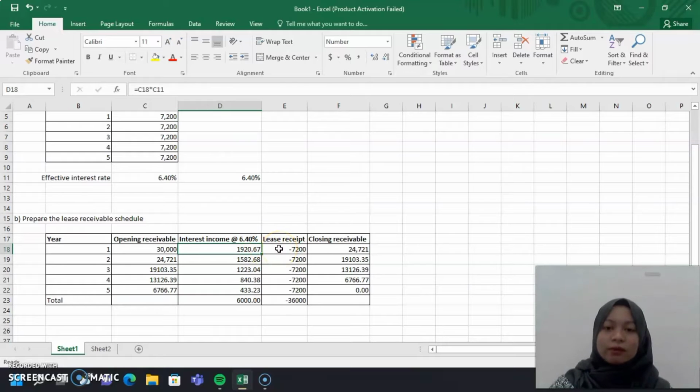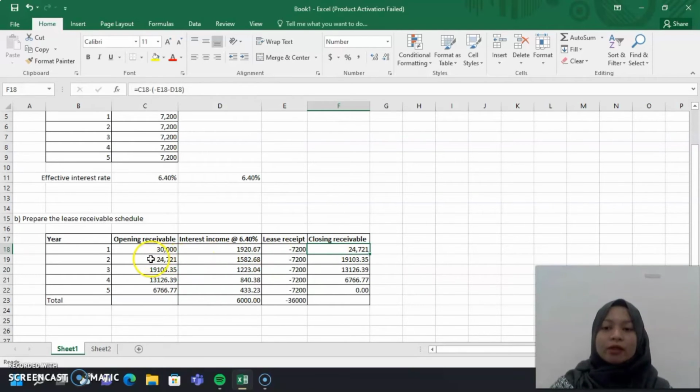Meanwhile, the lease receipt is the same from the first year until the 5th year, which is negative 7,200. And the closing receivable for the 5th year must be 0 because Skymun Berhad has fully paid the bank. So, to calculate closing receivable, opening receivable must minus lease receipt and also minus the interest income amount. So we get the closing receivable.